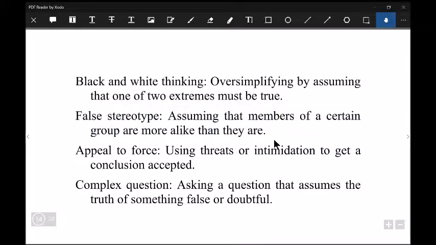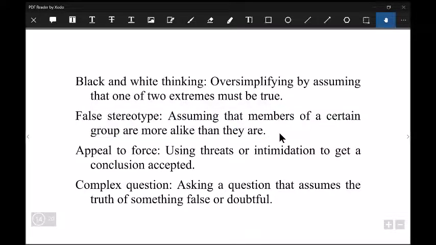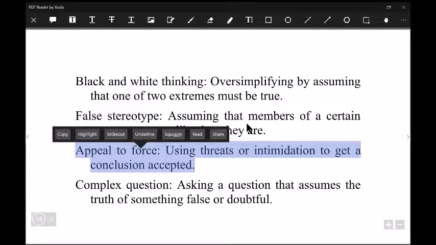No. So false stereotype. This is true especially of racism and discrimination: all white people are this, all Chinese are this, all Polish are this, all Muslims are this. All people are a lot more diverse, and the false stereotype oversimplifies. Okay, appeal to force. Using threats or intimidation to get a conclusion accepted. So I said, well, you better accept that Michigan will beat Ohio State or you'll flunk. Okay, that would be an appeal to force.